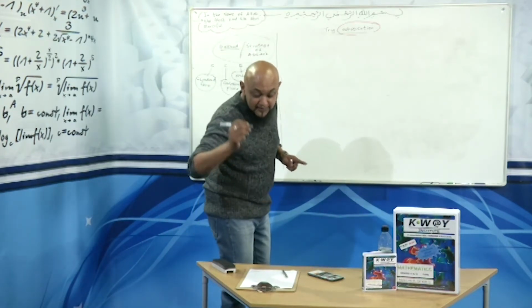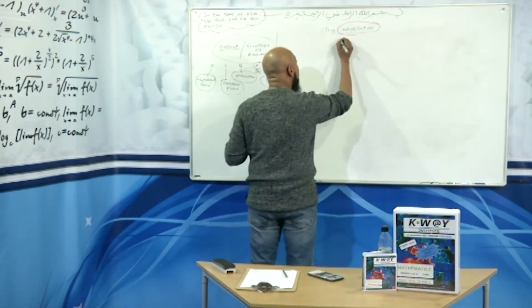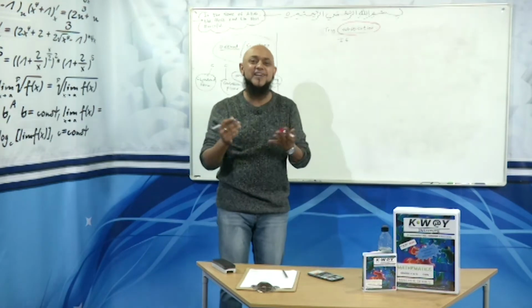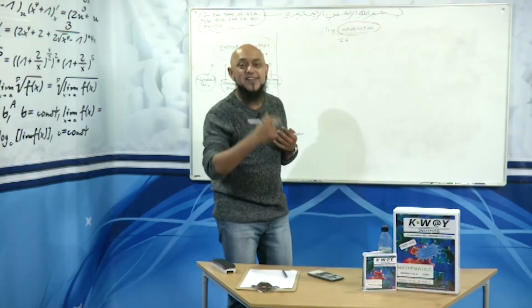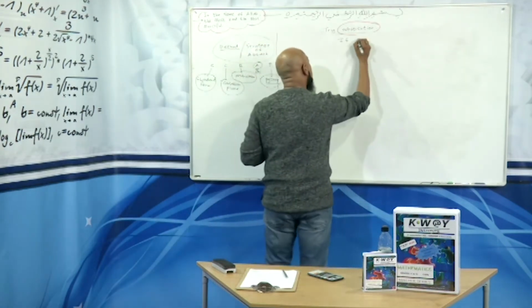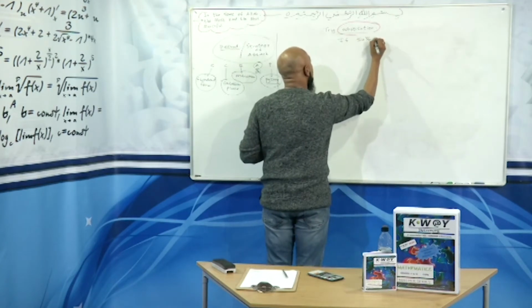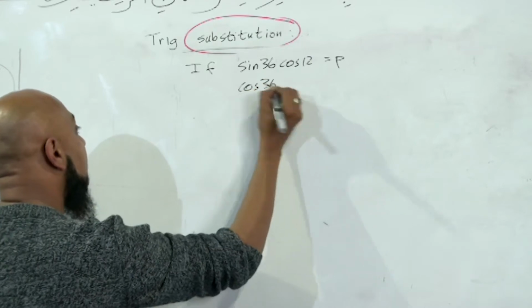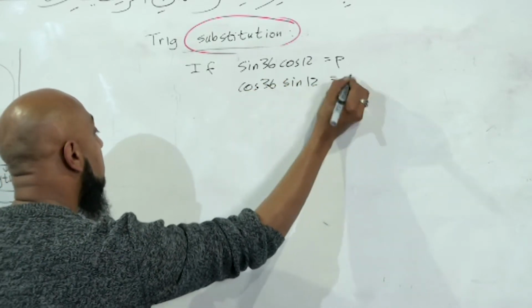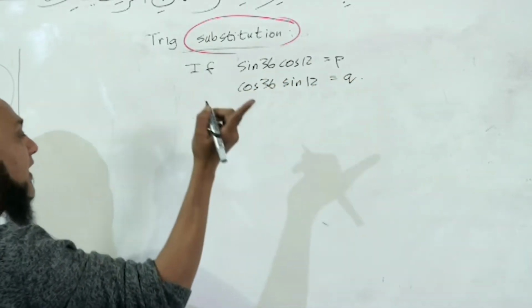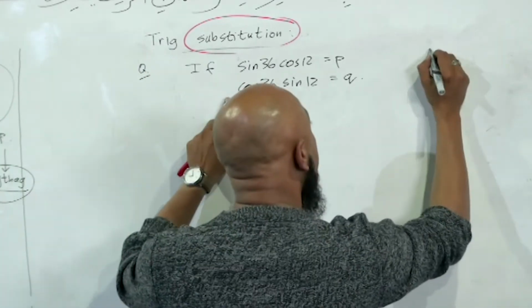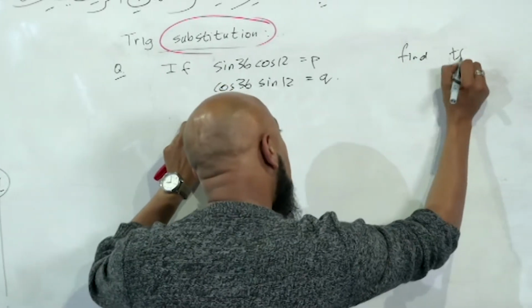Next question. Watch this one, and I know you've seen this one in the exam. Some of you are going to look at this question and smile, because you've seen it in past papers before. If sine 36 cos 12 is equal to P and cos 36 sine 12 is equal to Q, find the following in terms of P and Q.